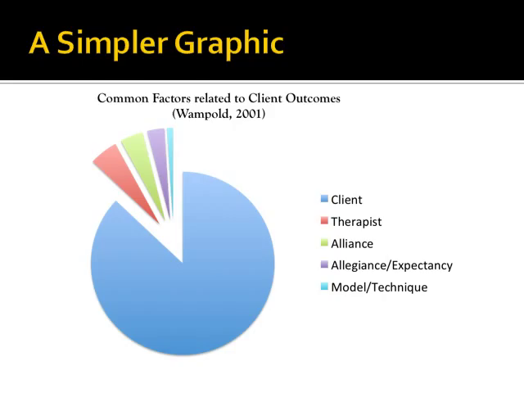So we really should be focusing most on the client at this point, as well as what we can control, which is the therapist, ourselves, the alliance, the relationship, and the allegiance and expectancy in the model. And the model and technique itself really is not that important in the grand scheme of things.